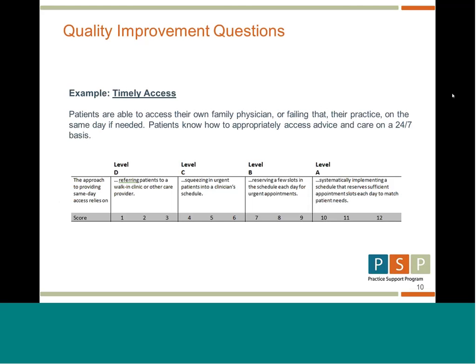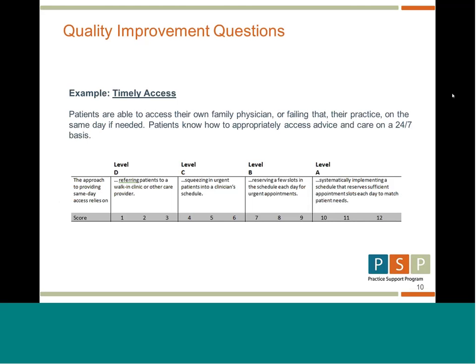And then, taken from one of these more QI-focused tools, this is one of the QI questions around timely access. This is the format that all of the QI questions take. On the left-hand side, you've got a specification of some aspect of the practice. In this case, it's the approach to providing same-day access. And then the scale on the right-hand side outlines a continuum of practice patterns.